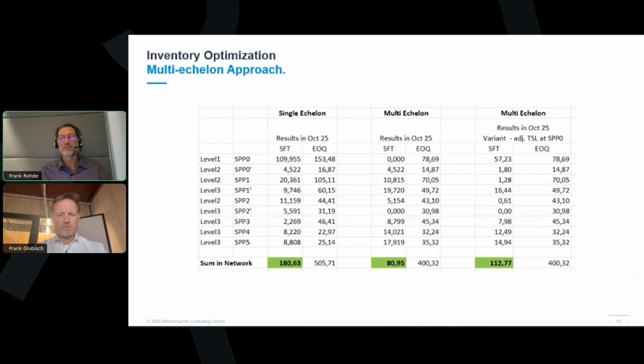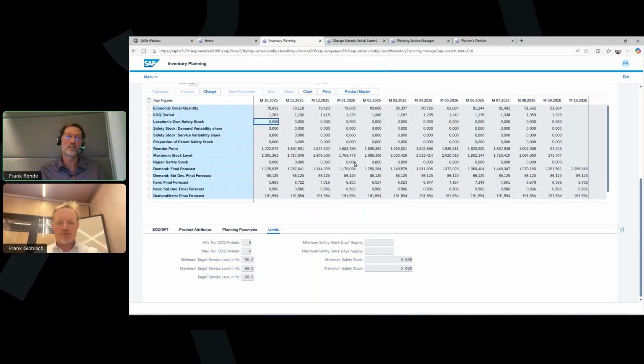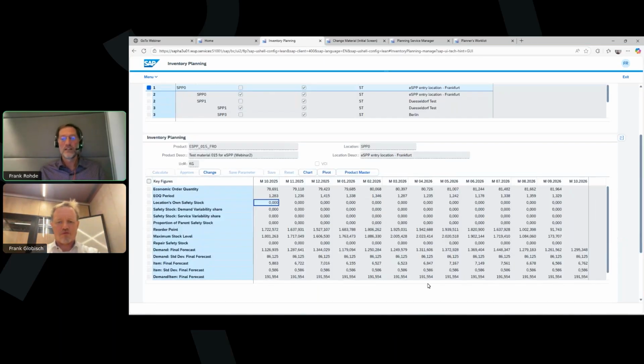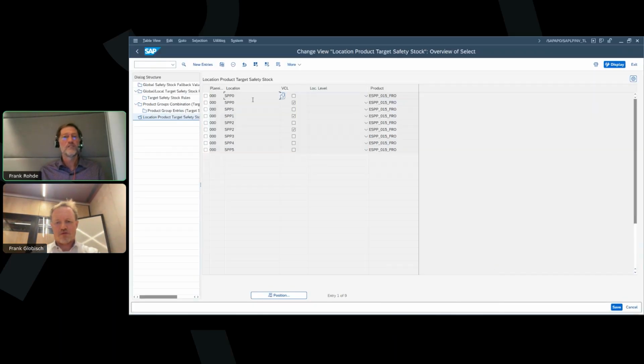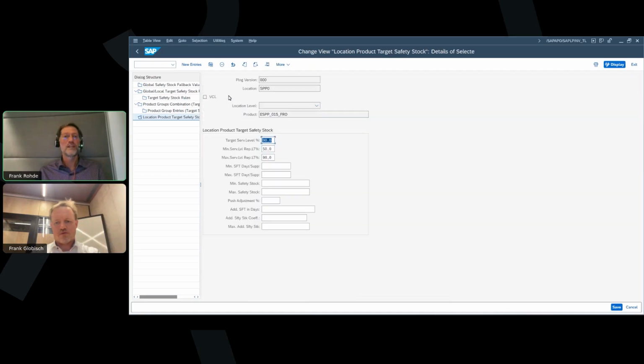Do we like to have no safety stock on the entry location? Most of the customers I know don't like it. And of course, that is because of our settings. So as a last variability or change here, I simply tell the system, well, for my entry location, please don't vary the target service level between 50 and 99%. Just go on the entry location with 90 and 99%.